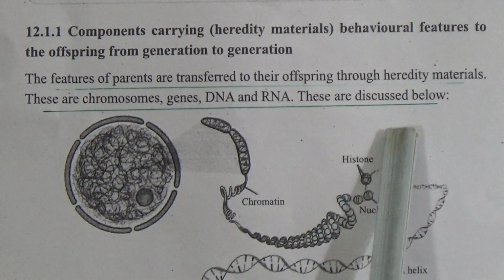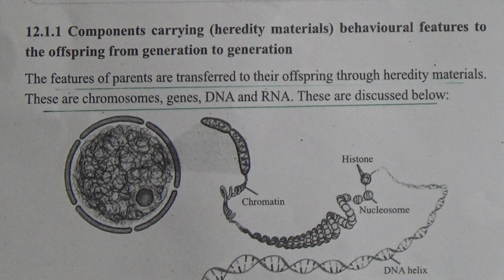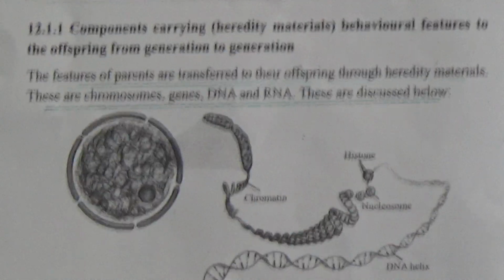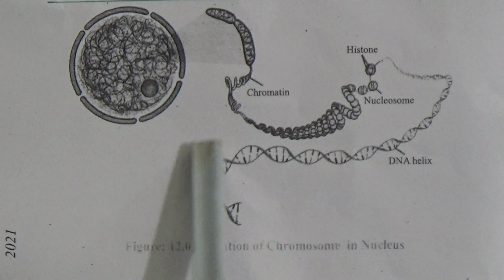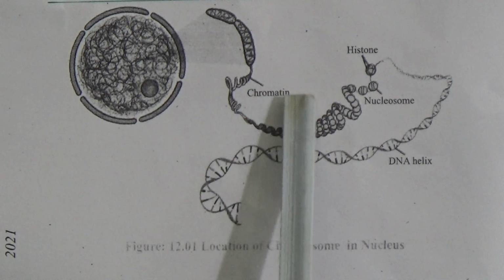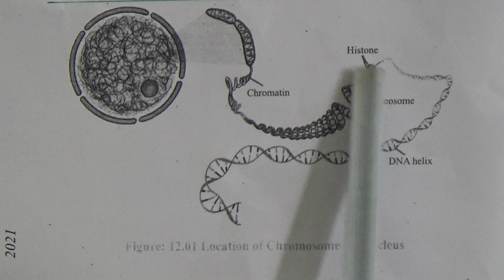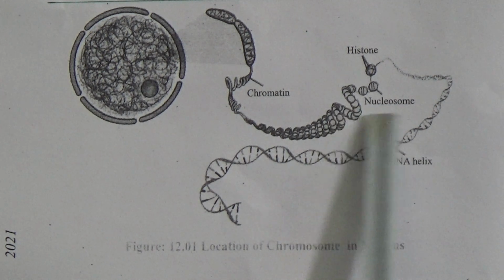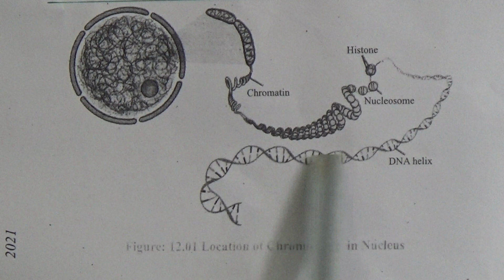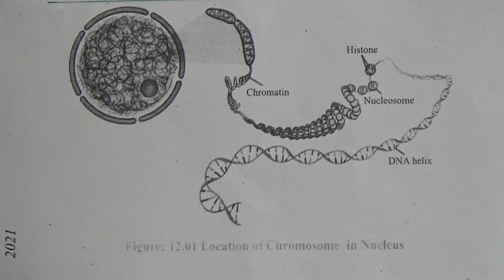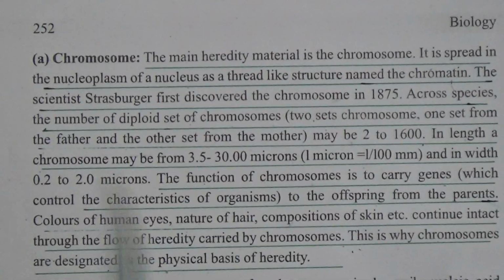These are discussed below. Look at here, here is the figure, location of chromosome in nucleus. This is the nucleus and this one is the chromosome, and here is chromatin, this is histone and nucleosome, and DNA helix. This one is the DNA helix, double helix. Now come to here, this is page number 252, chromosome.